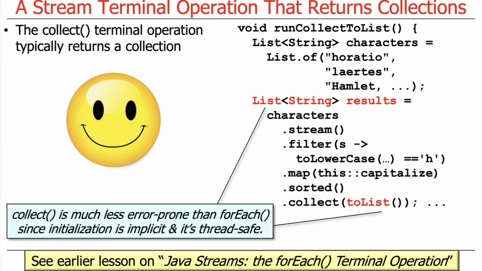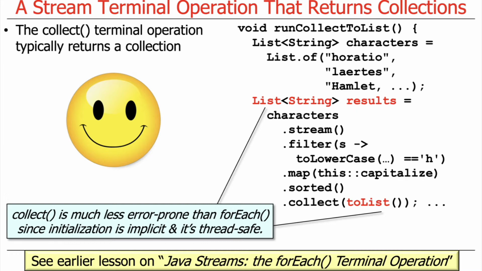Collect is much less error-prone than that weird little idiom we used with forEach. Remember with forEach where we defined a list as a local variable? We had to make sure we initialized it by saying new ArrayList. And then in forEach, we passed in results::add. We had to make sure we initialized stuff. And I told you that if you made it a parallel stream, chaos and insanity would break out. Big problems, right? Collect has none of those problems.